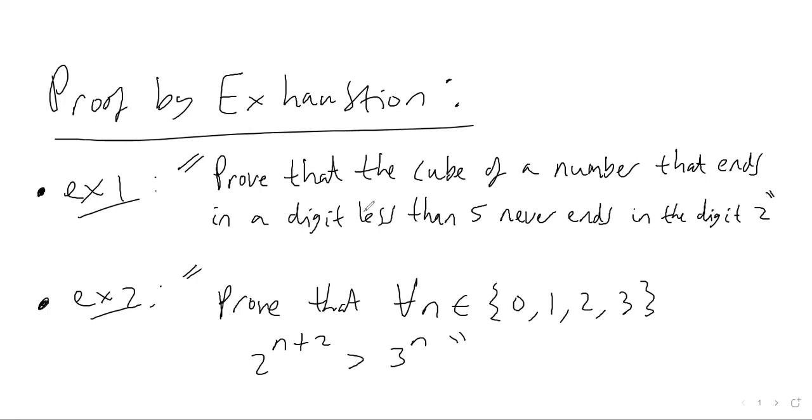So this is proof by exhaustion. We're going through each possible case and we're checking, is this statement true for all of our cases? So that's what proof by exhaustion means.